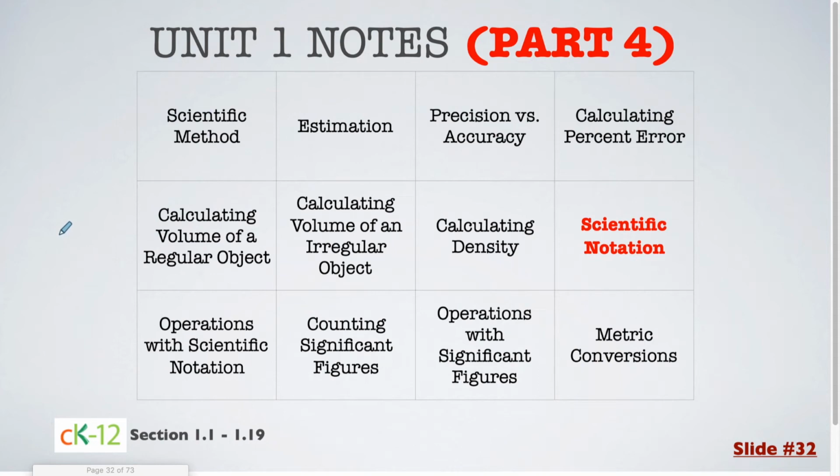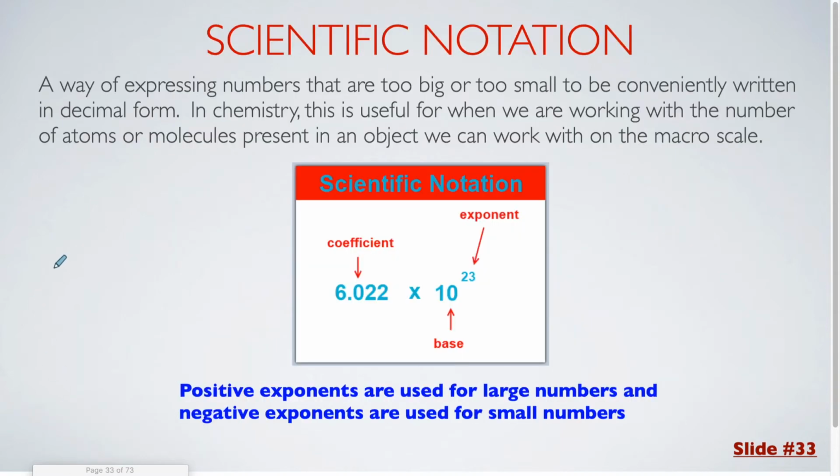In Part 4 of the Unit 1 notes, we will be covering scientific notation. Scientific notation is a way of expressing numbers that are too big or too small to be conveniently written in decimal form. In chemistry, this is useful for when we are working with the number of atoms or molecules present in an object we can work with on the macro scale.